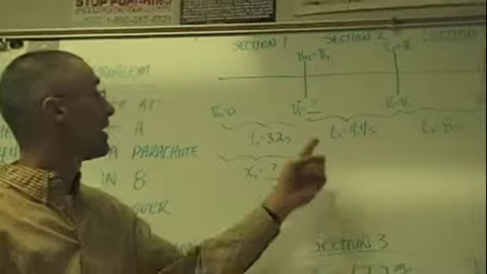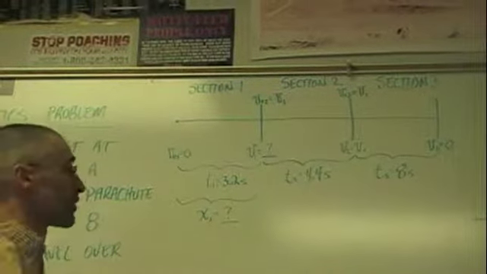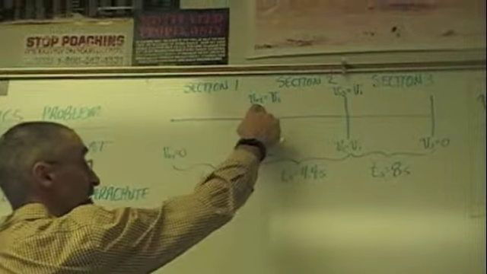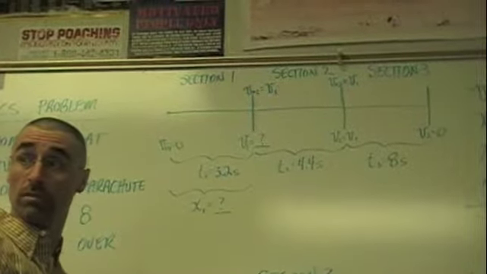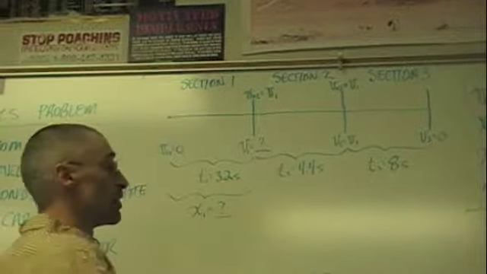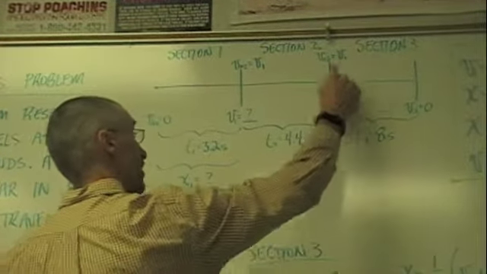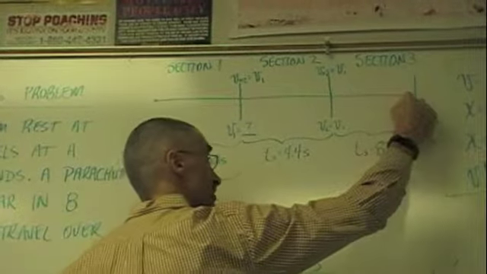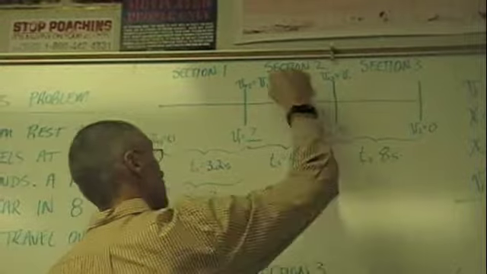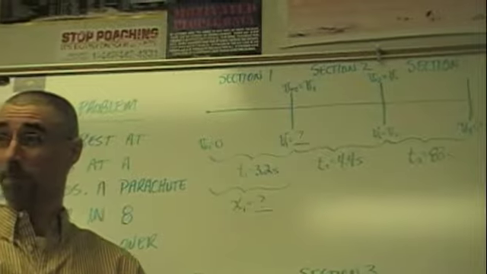Then, he travels at a constant velocity across this section, which I think you would agree, whatever his final velocity is for section 1, is going to be his initial velocity for section 2. And is he going to travel that same velocity all the way through that section? Which would say that our velocity 2 is equal to velocity 1, and then our initial velocity for the third section is going to be equal to the final velocity of section 2, which is also equal to the final velocity of section 1 because he's going a constant velocity. Does that make sense? Okay.